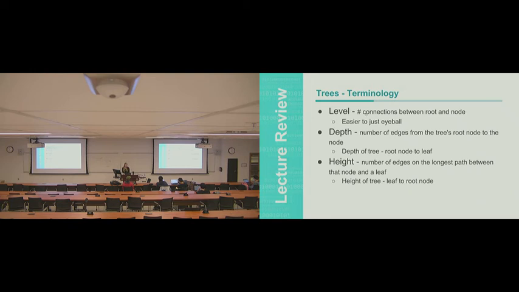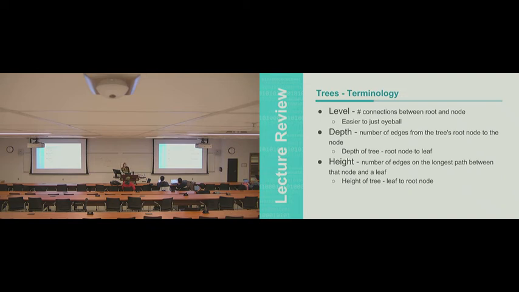Or actually, depending on whether or not you started the root at level zero, this being the root, and then this down here would be a depth of one because there's one edge, but this would also be level one, but I'll have to check on that. And then height is the number of edges on the longest path between that node and a leaf. So the height of the tree would be from the leaf to the root node. So depth would be going down and height would be going up, so to speak.